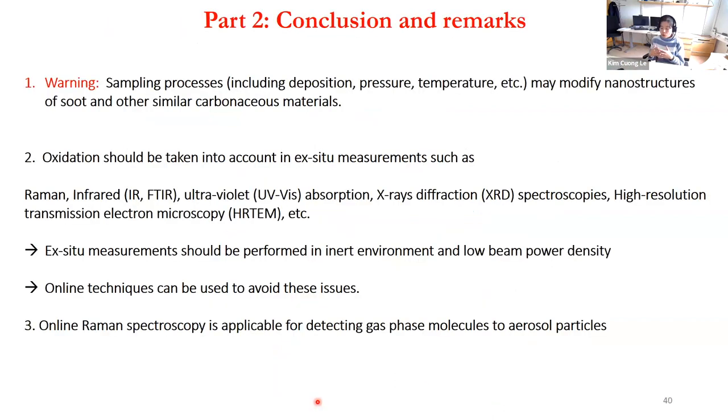Okay, to conclude the second part, the first thing is the ex-situ method is very strong and should be used. But when you use that, be careful. Some soot samples which have a higher organic compound content may be oxidized during the measurement. So is it better to perform the measurement in the intermediate environment? And the second thing is the advantage of the online spectroscopy technique is to avoid the structure change during the sampling process and also the interaction time between the sample and the laser. And the online technique is able to detect the gas species to the particle. So it's very valuable to study the formation of soot in the flame.